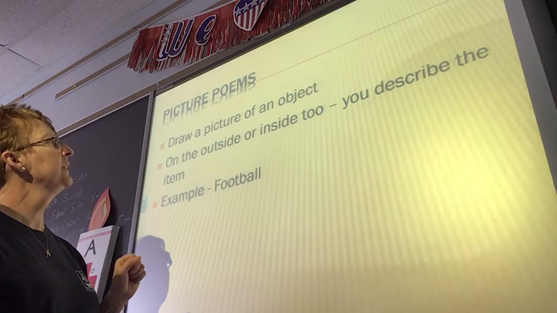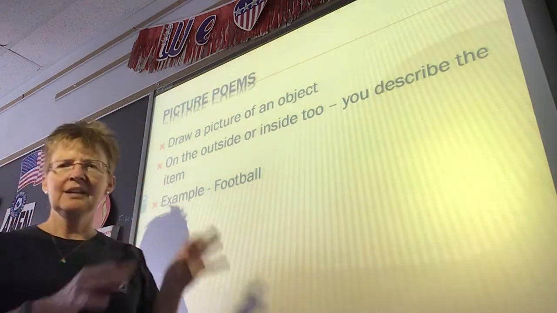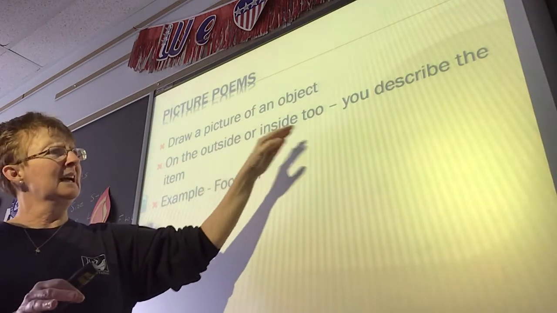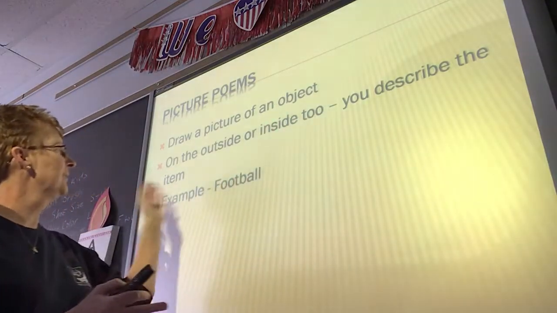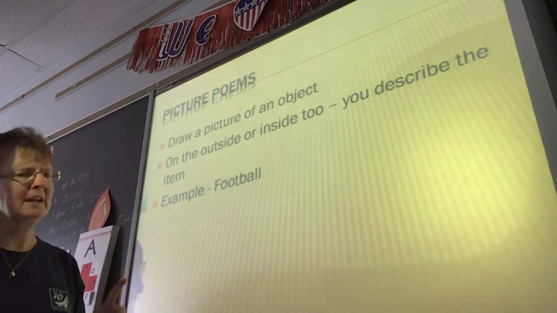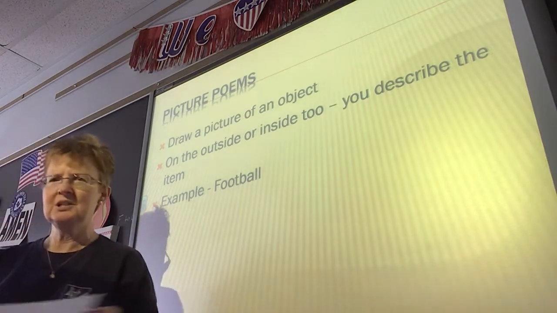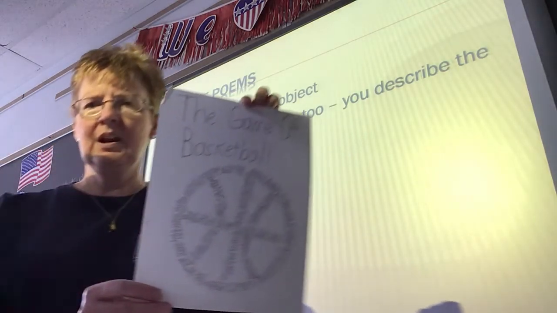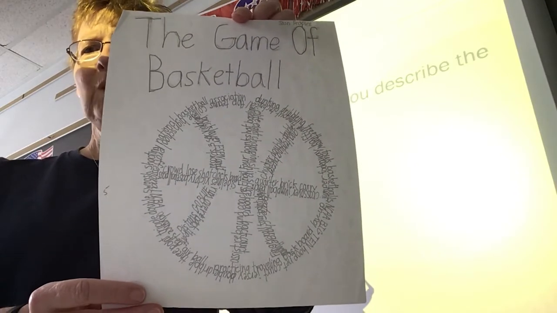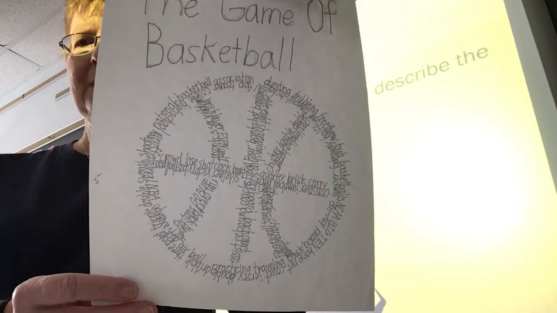Got a couple more here. Picture poems. You're going to draw the outside of an object, and then on the insides and the outsides of the lines, you're going to describe whatever the item is. And I have an example here. Actually, it was Josh Peoples who did a basketball. As you look at it, he has the game of basketball, and with the words, he has created a picture of a basketball.